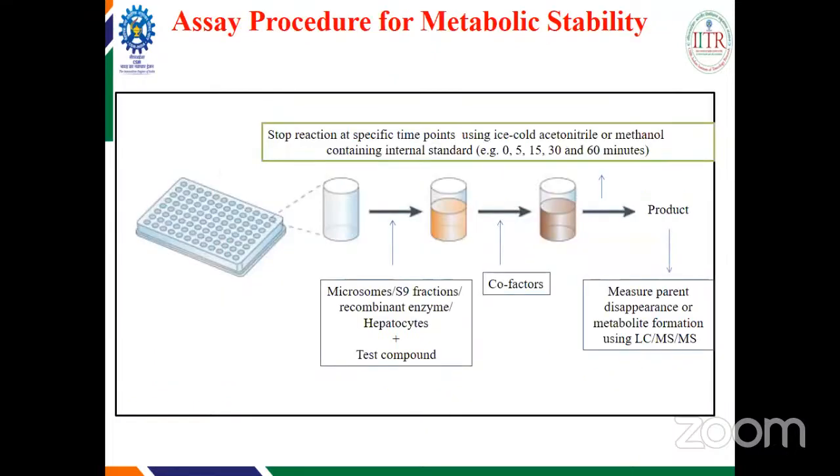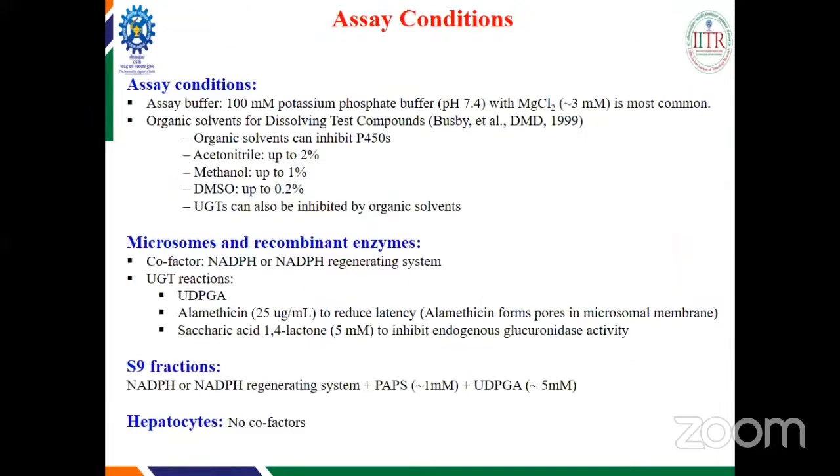This is a simple setup: if you want to do a metabolic experiment, you can take any kind of enzymes or fraction and put in your test compound. Then you start the reaction by adding the cofactors. Again, the cofactor depends on which particular enzyme you are using. Then you collect samples at different time points and measure your compound concentration. If the compound concentration is degrading with time with that particular enzymatic system, it means your compound is getting metabolized by that pathway, and then you can calculate the clearance of the compound.